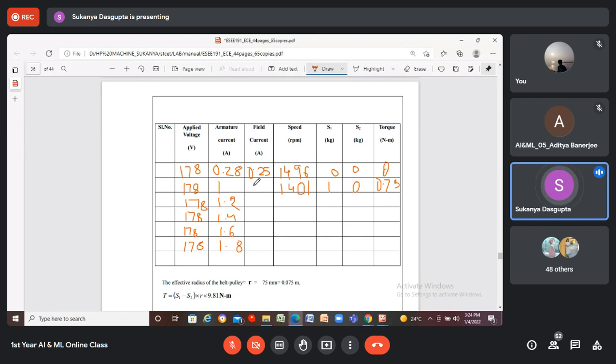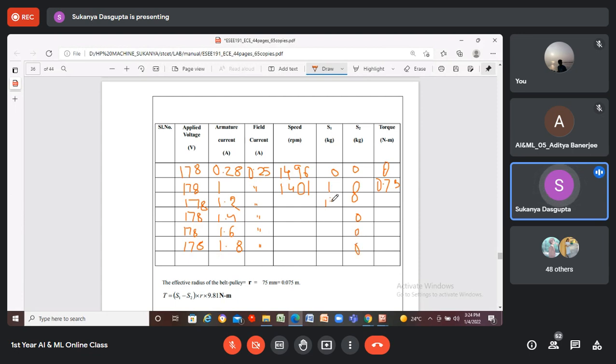Field current will remain the same. You will write 0.25 for all the rows, for all the observations. And how will we vary the load? We'll keep S2 at 0 kg for all the readings. We will vary only S1.